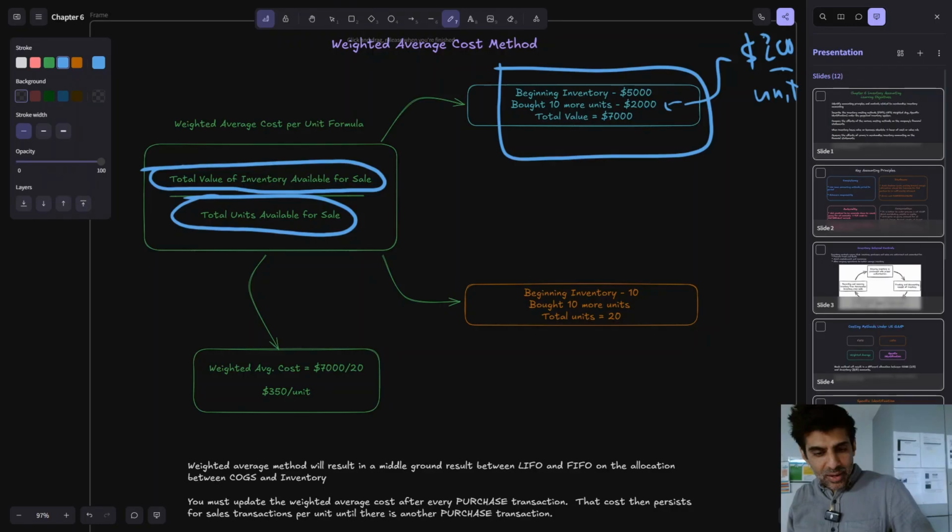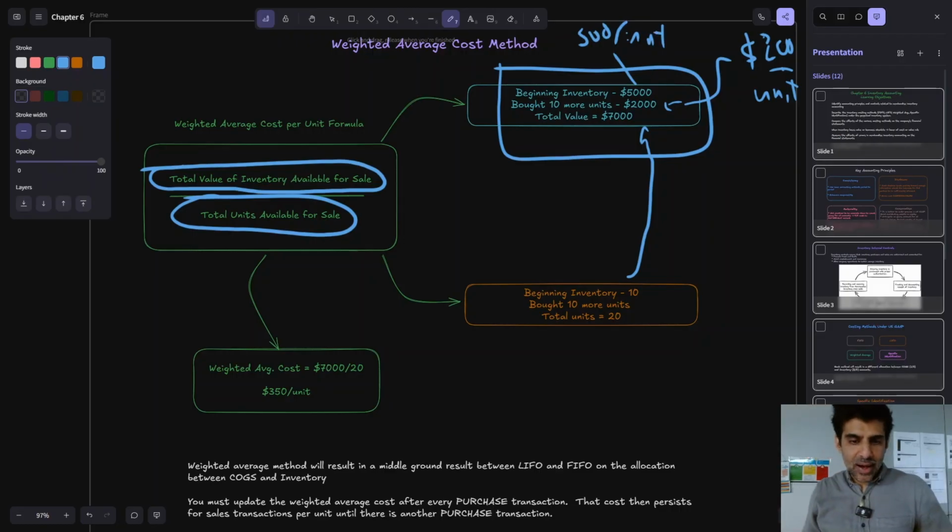Okay, and if we started with 10 units, how much was this per unit? The beginning inventory, it's $500 per unit, right? In this case, we're actually going to get the average because we have the same weighing. The beginning number of units and the number we bought is the same. So it is actually just going to be the average of 500 and 200, which is 350.